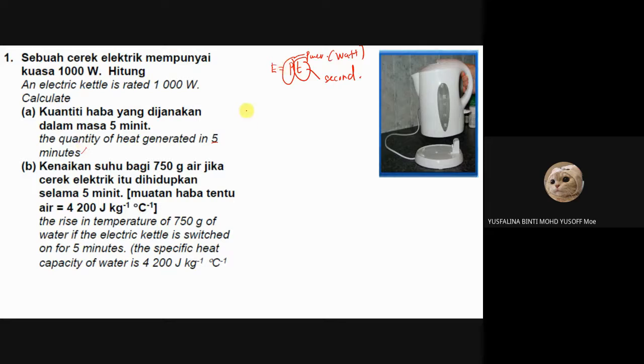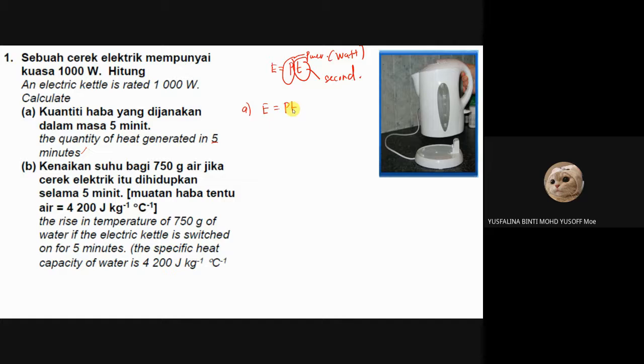For A, we use E is equal to PT. It said here an electric kettle is rated 1000 watt. So it means the kettle needs 1000 watt of power. And then it asks you to calculate the quantity of heat generated in 5 minutes.